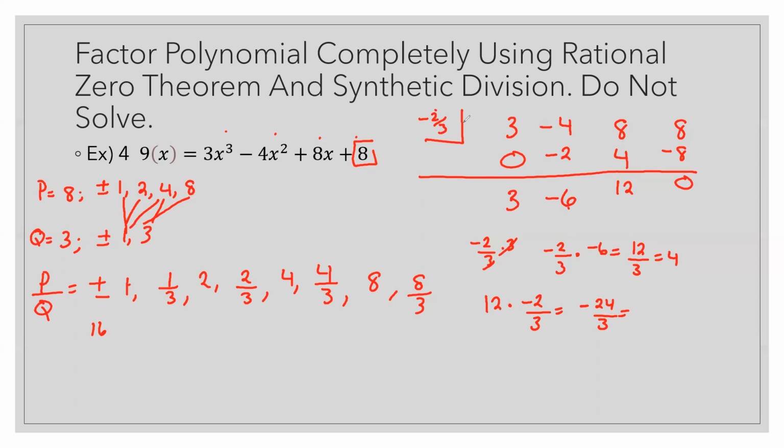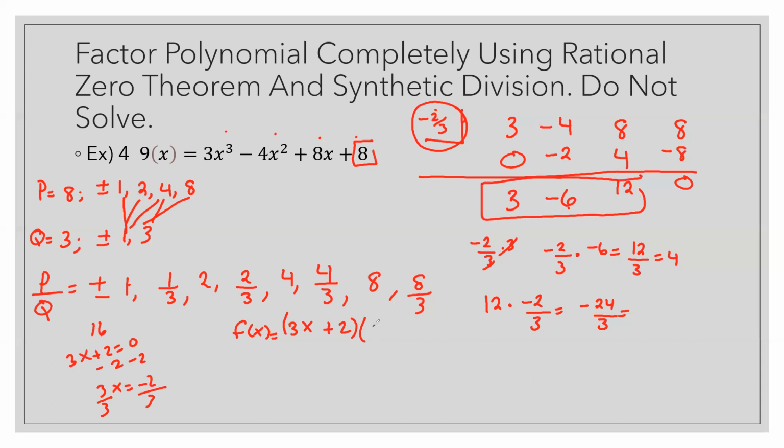So if negative 2/3 is a solution, how do I write that as a factor? I think it's 3x plus 2. Yes, because if you set 3x plus 2 to 0 and solve for x, that definitely could be negative 2/3. And then these are your new coefficients. So this is 3x squared minus 6x plus 12.